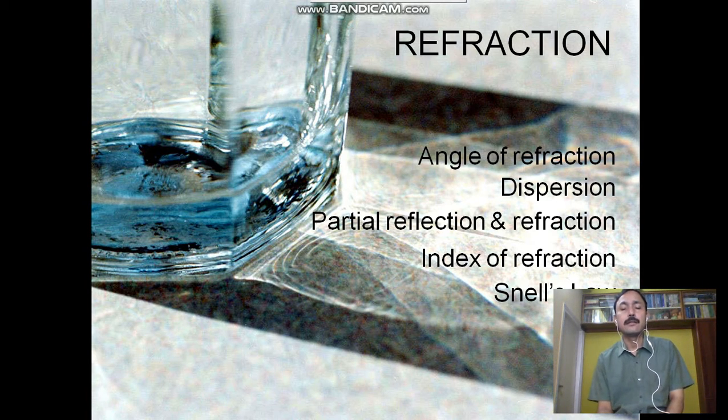The reflection of light obeys two laws. Number one, the angle of incidence is equal to the angle of reflection. And the second one is that the incident ray, the normal at the point of incidence and the reflected ray all lie in the same plane. That means the incident ray, normal and the reflected ray all lie in one plane.